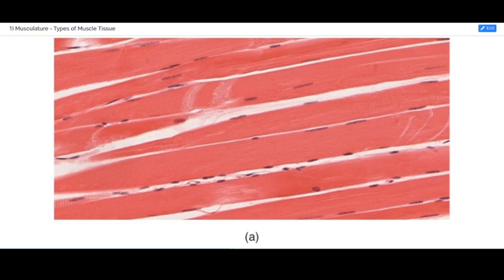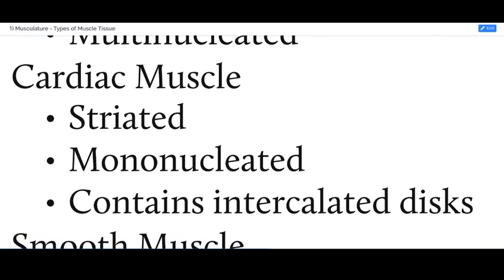Those individual nuclei are responsible for controlling protein synthesis and maintenance in that local area. Cardiac muscle is also striated, which points to the fact that cardiac muscle and skeletal muscle work on very similar principles, the way that they contract.